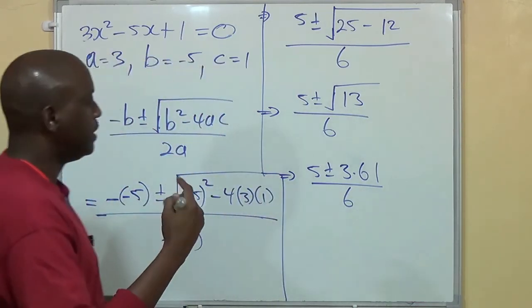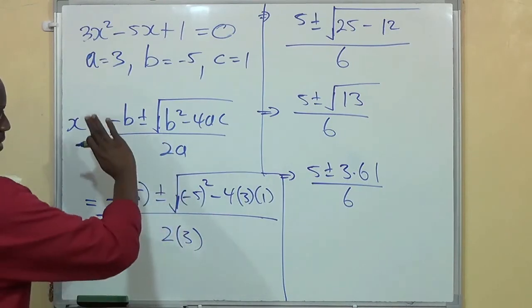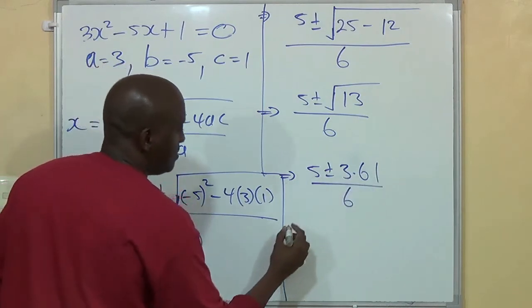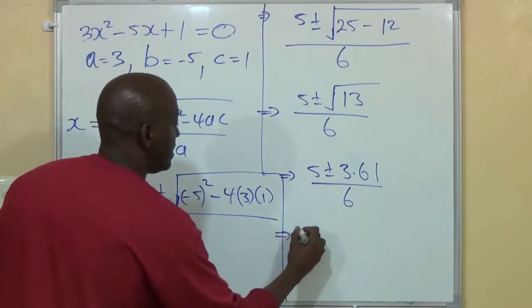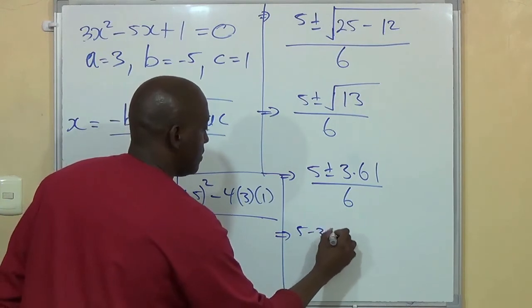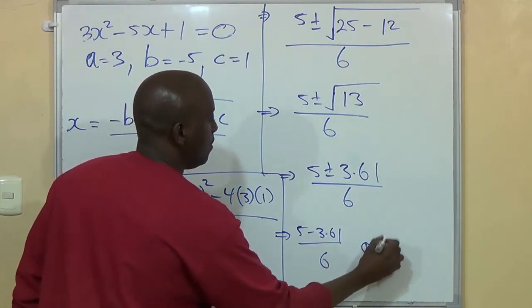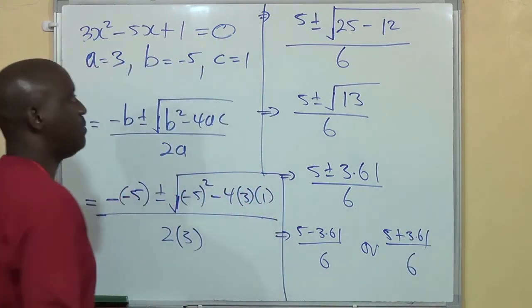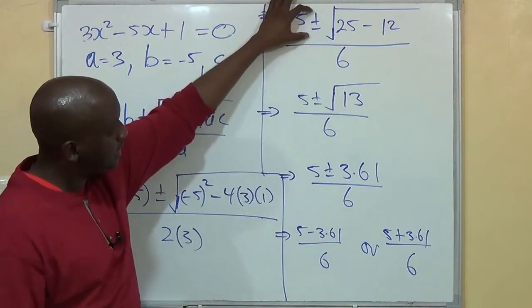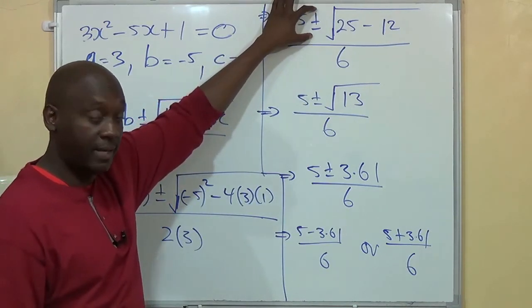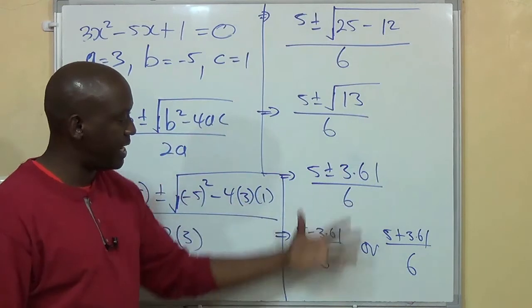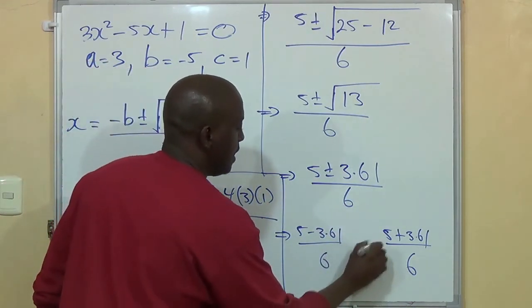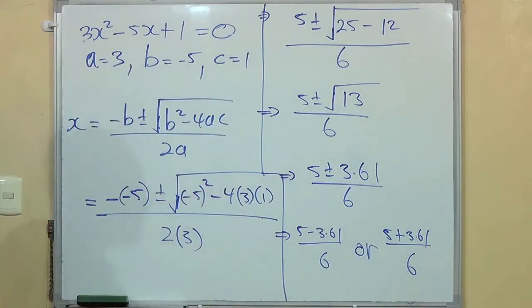Good? So I'm saying two values when you're solving a quadratic equation. So this 5 plus or minus 3.61 over 6 is the same thing as 5 minus 3.61 over 6 or 5 plus 3.61 over 6. So in other words, we simplify the working by keeping the plus and the minus sign together up here, but at the very last step we could open it out and actually see the two solutions as distinct entities.